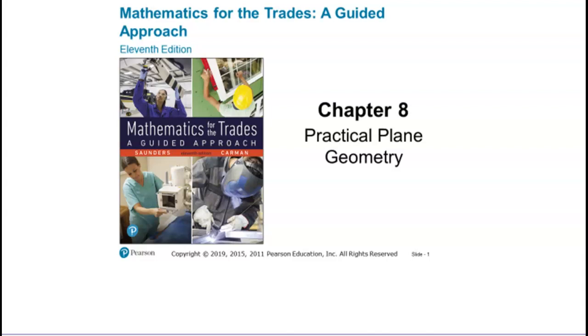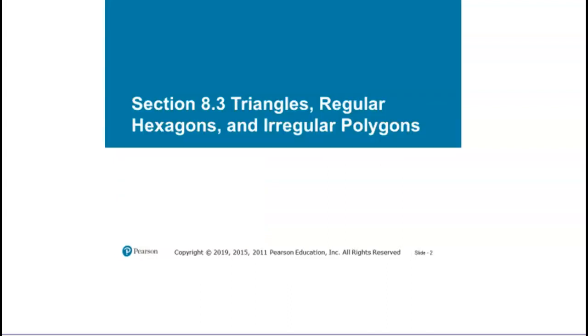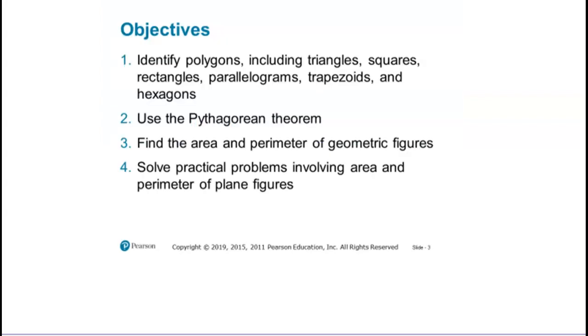In this video, we will be looking at Chapter 8, Plane Geometry, and we'll be looking some more at triangles, hexagons, and irregular polygons. We've already identified polygons and used the Pythagorean theorem, and looking at the area and perimeter is what we'll be doing with this section here.